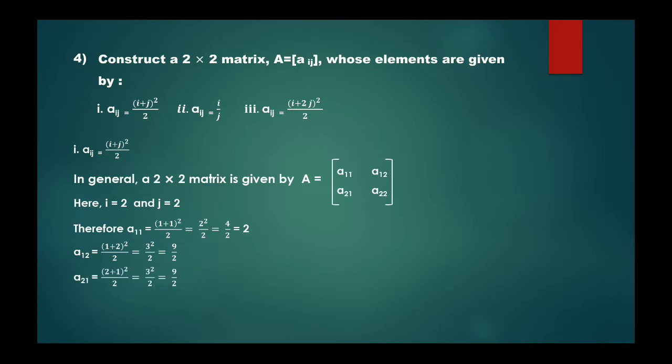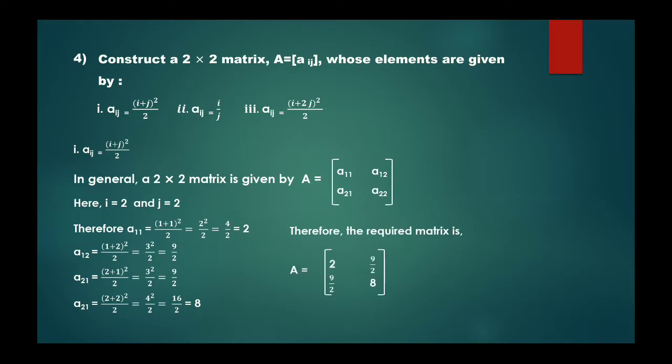Similarly, again 9 by 2 and 8. Now we have to substitute in the places of A11, A12, A21 and A22, right? We need to substitute these values which we found, and we get the resultant matrix as 2, 9 by 2, 9 by 2 and 8. Let's move on to the second part.